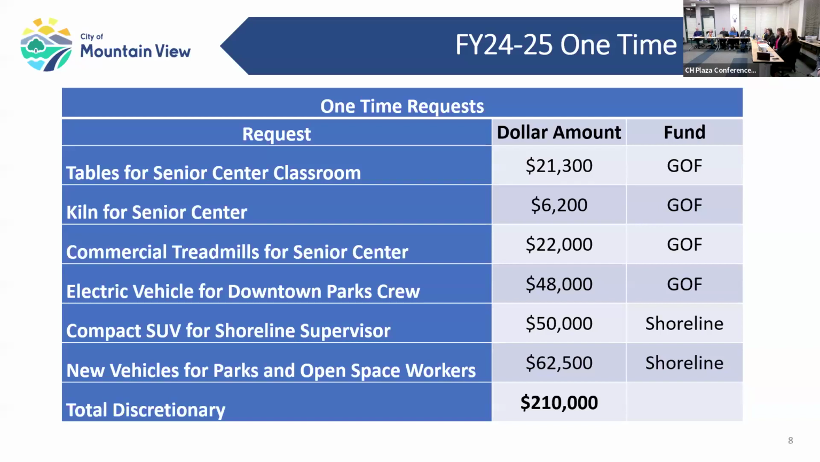The next one is for a compact SUV for the shoreline supervisor. So this is a vehicle for the supervisor that oversees the Parks and Open Space Worker program that I mentioned, the environmental program, and various projects in shoreline and North Bayshore, as well as on the trails. Those responsibilities require the supervisor to be able to quickly and efficiently travel around shoreline. And currently the shoreline manager and the supervisor don't have access to a city vehicle to respond to those issues.